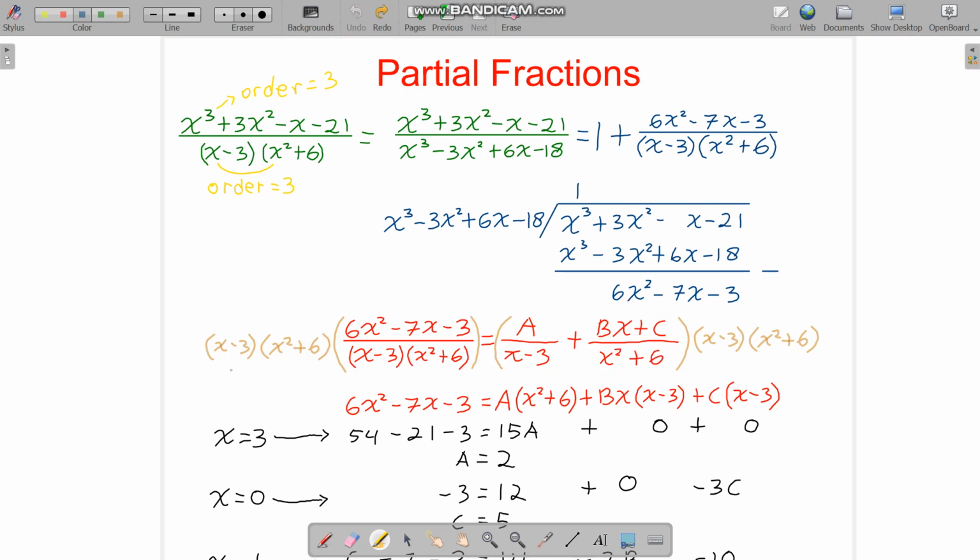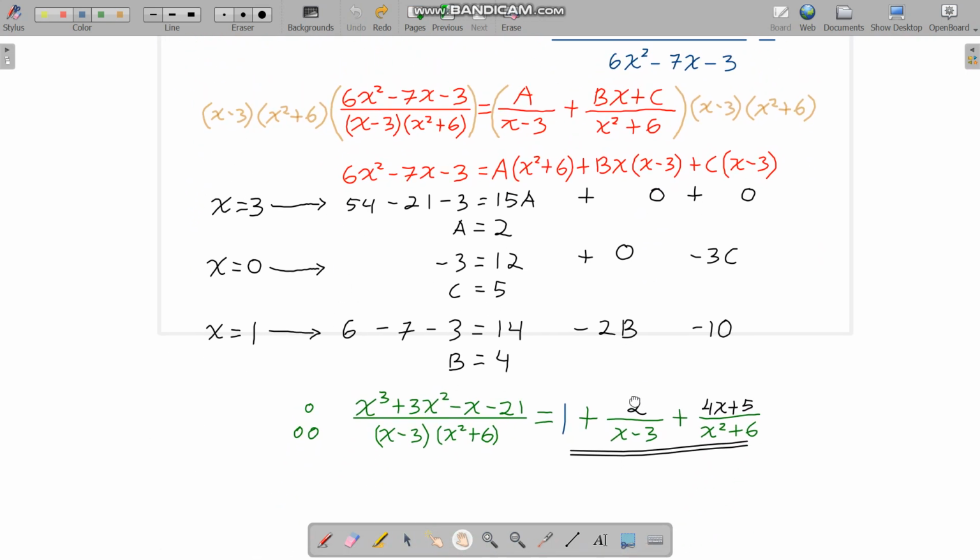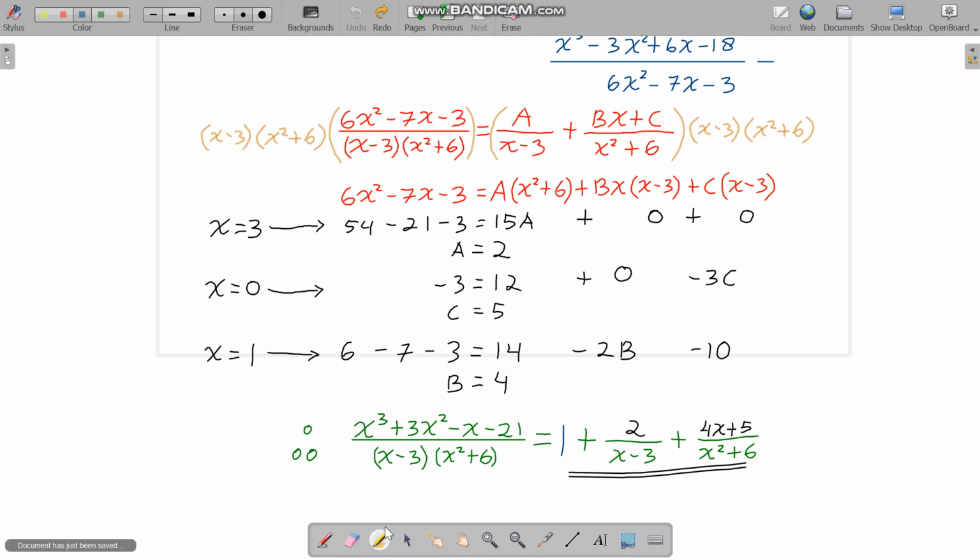We multiply both sides, cancel out. On the left we have this, on the right we multiply, cancel out. We have a times x squared plus 6, and when we multiply this, cancel out, we have bx times x minus 3 and c times x minus 3. And now we have to plug in some values of x, and as you can see here, we have 0 and 3 for the zeros, so we can plug in 0 and plug in 3.